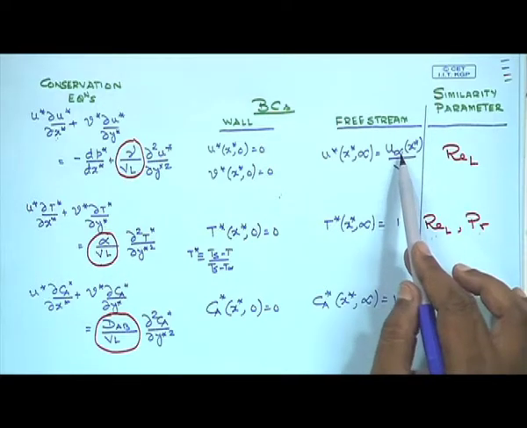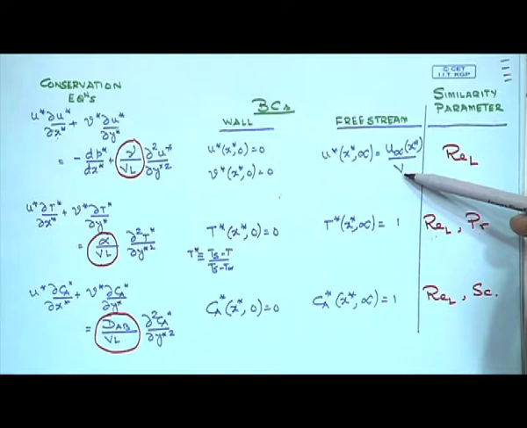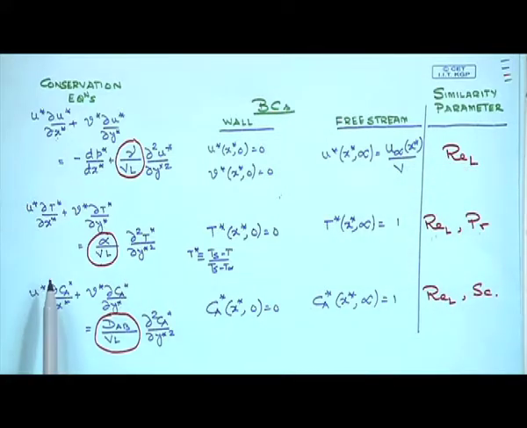For the case of flow over a flat plate, in the absence of any dp/dx, that is pressure gradient, u infinity would be equal to v. But in order to maintain the general nature of the boundary conditions, we have kept it in the form of u infinity by v.